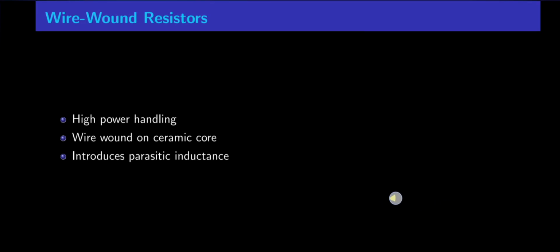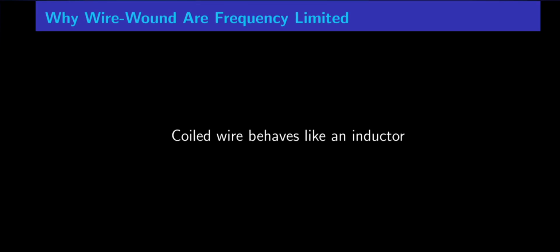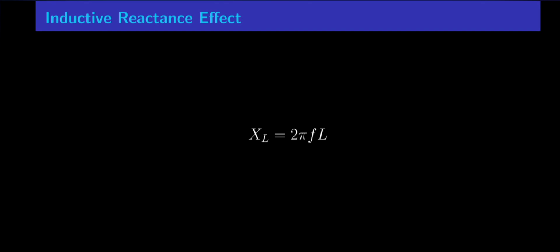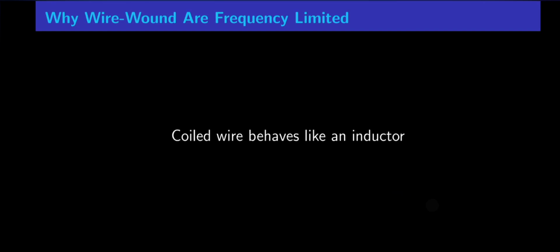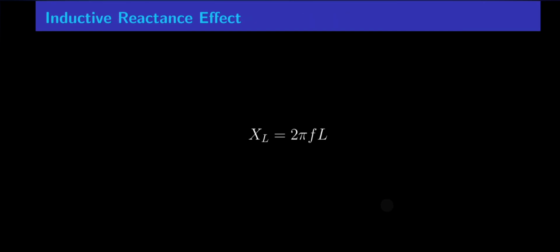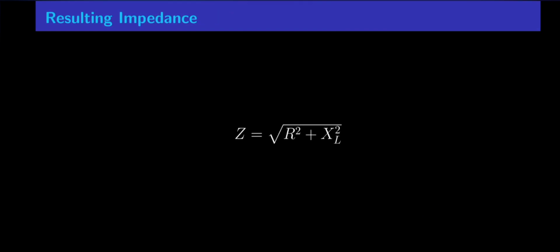Because the wire is coiled, wire wound resistors behave like inductors at higher frequencies. As frequency increases, inductive reactance increases, limiting their use in high-frequency applications. Inductive reactance is given by XL equals 2 pi f L. This equation shows that inductive effects increase directly with frequency, which explains the frequency limitation of wire wound resistors. When resistance and inductive reactance are both present, the total impedance becomes the square root of R squared plus XL squared. As a result, the component no longer behaves as a purely resistive element at high frequencies.